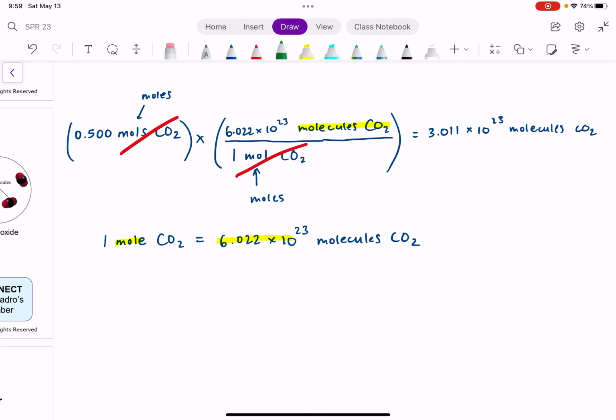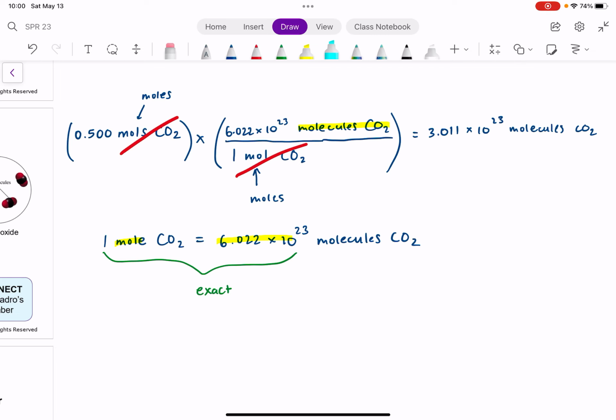Okay, one more quick note. This number or this equality is considered exact. Okay, it's considered an exact value. So what does that mean? When you are trying to figure out how many sig figs to report in your final answer, you're not going to look at this conversion factor here, okay? Because it's considered an exact value. It's not considered a measured value. It's not something that we're measuring in lab. It's considered an exact quantity.